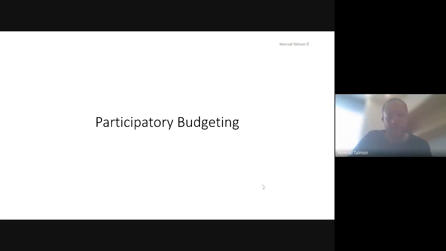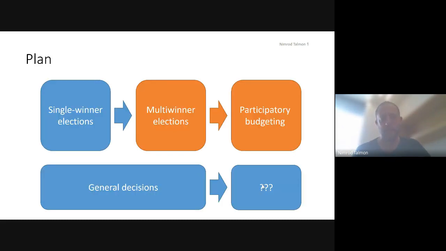Okay, perfect. Thanks. So as far as I remember, you had two nice talks from Pallavi about single winner elections and then multi-winner elections. Today I want to speak about participatory budgeting, which is a subject that relates, as Pallavi said, to multi-winner elections. In a way, it generalizes it.